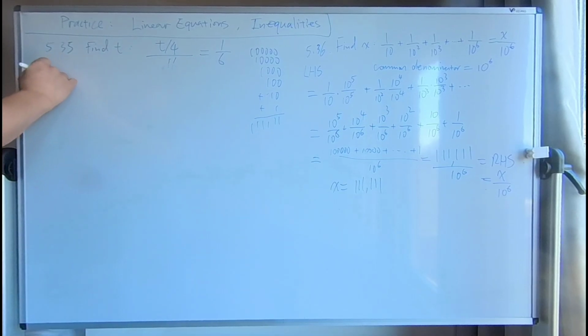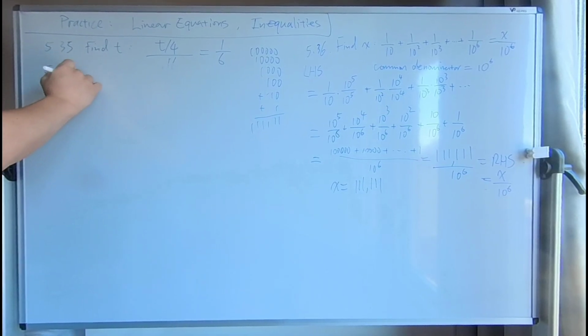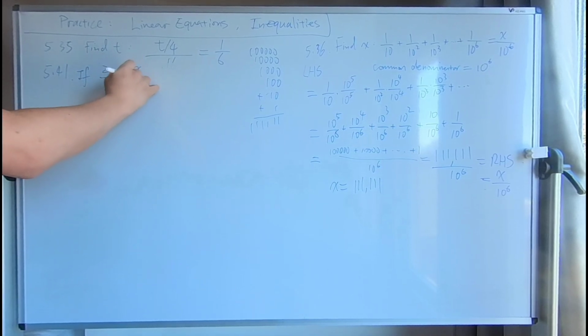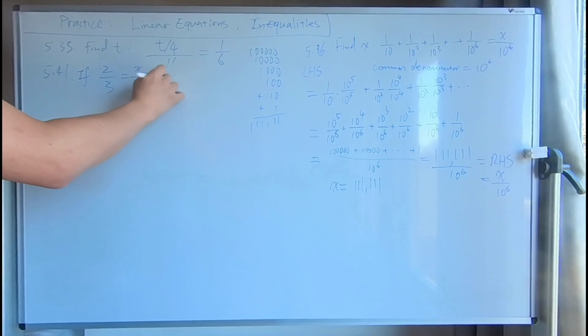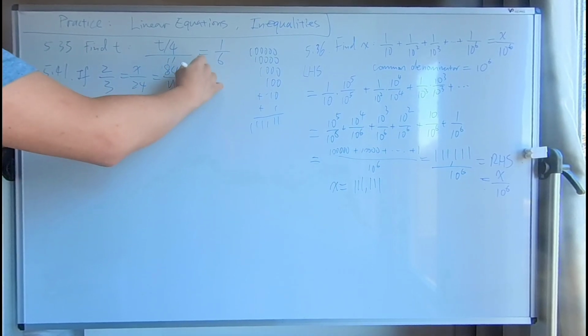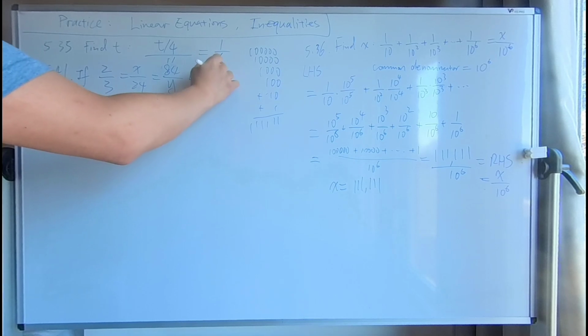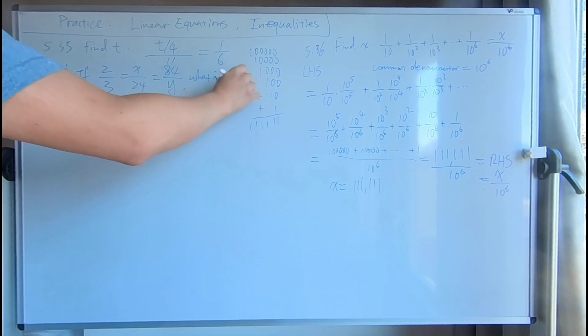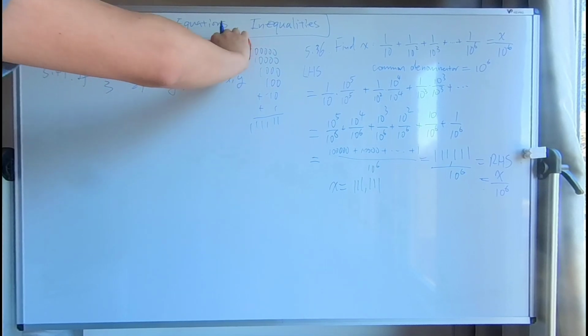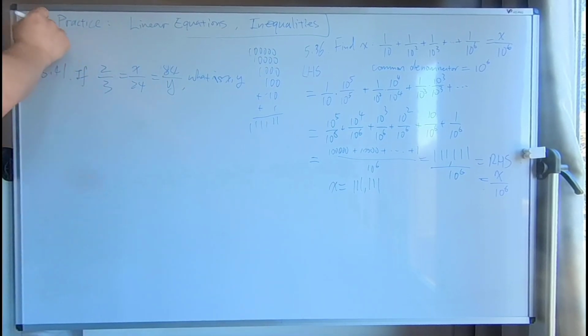Okay, next question. If we have 2 over 3 equals x over 24 equals 84 over y, then what is x and y? Right, so this time we have two unknowns. But how many equations do we have?